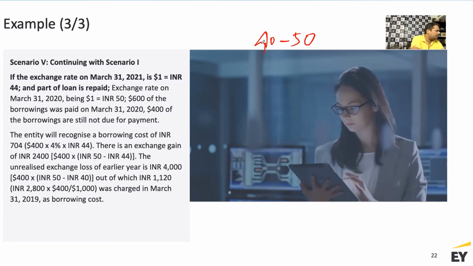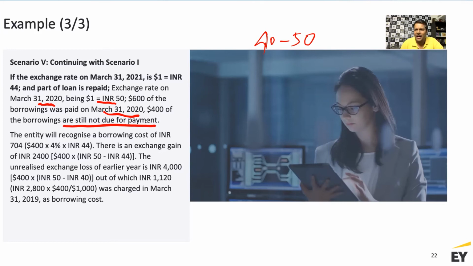Exchange rate on March 31st, 2020 being INR 50, $600 of the borrowing was paid on March 31st, 2020 when the exchange rate was how much? 50. So I have repaid $600. That means now for this year, only $400 continues to be outstanding, not yet due for payment, and the construction is still going on.